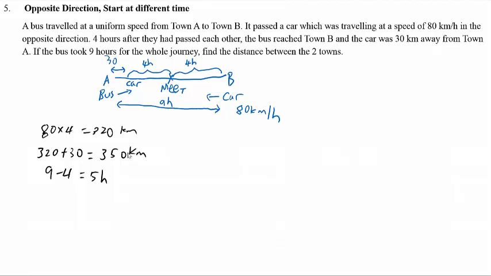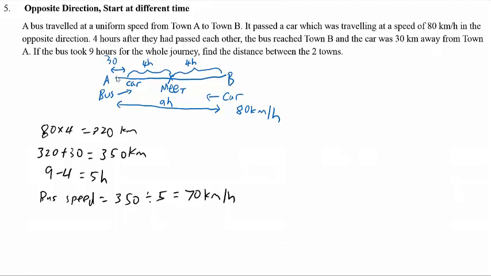Since we know that the distance from A to the meeting point is 350, we can find the speed of the bus. The bus speed, you simply take the distance divided by the time. You will get 70 km per hour. This is the speed of the bus.